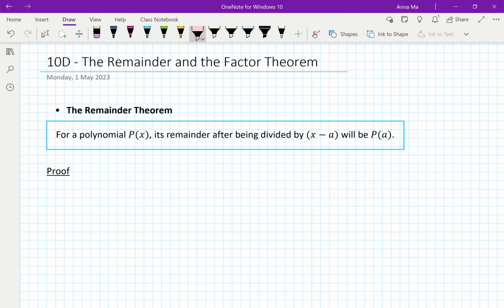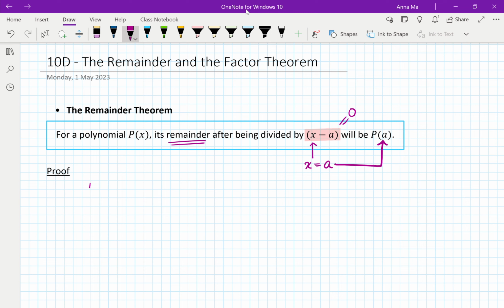So what they're trying to say is whatever linear factor you're trying to divide it by, the value of x that makes the divisor equal to 0, so in this case x should be a, that number substituted into the polynomial will give you the remainder straight away. That's what the theorem is trying to say.